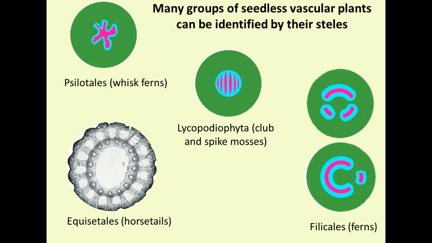And then you have the Filicales. If you were to take a cross-section of ferns, you would see these weirdos. Okay, so which one was this one on the top here, above the Filicales? Dictyostele. How about this one? Huh? Selenostele.